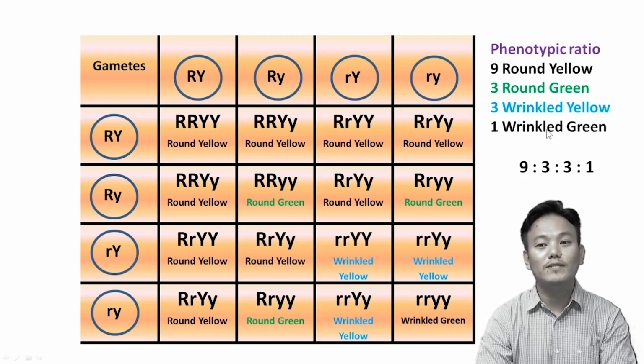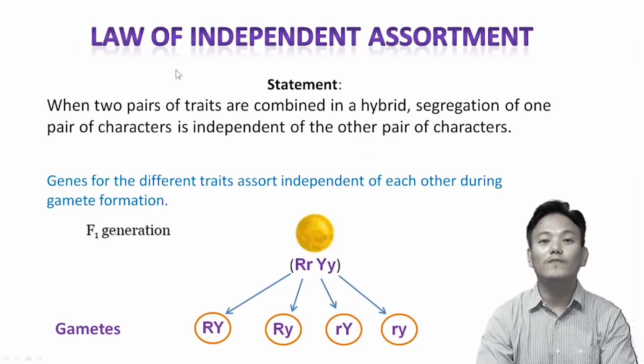Likewise, it is not always necessary that the wrinkled seed shape should always come along with green seed color, because we have the example over here. We have wrinkled seed shape along with yellow seed color in the F2 generation. That means the traits have segregated independently of each other. So that is the statement of the law of independent assortment. Another statement that you can find on the internet or through Google is that the law of independent assortment states that genes for the different traits assort independently of each other during gamete formation.